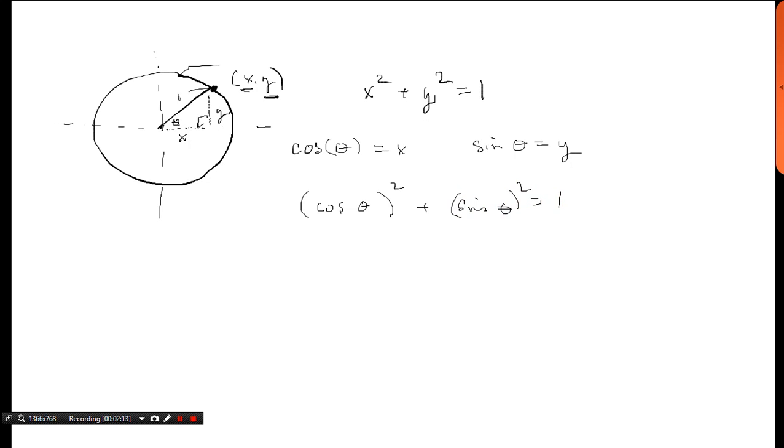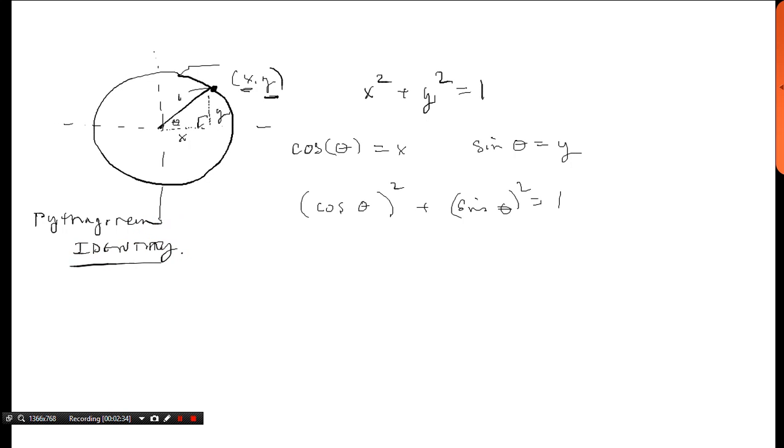So this has a big name. This is called the Pythagorean identity. And the reason why it's so important is because it's just the Pythagorean theorem in terms of an angle, which is big. It's really, really big.